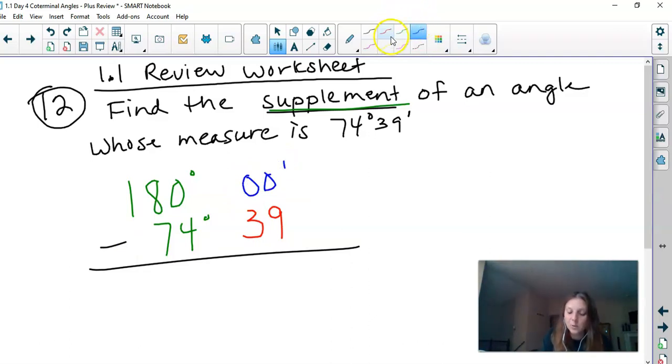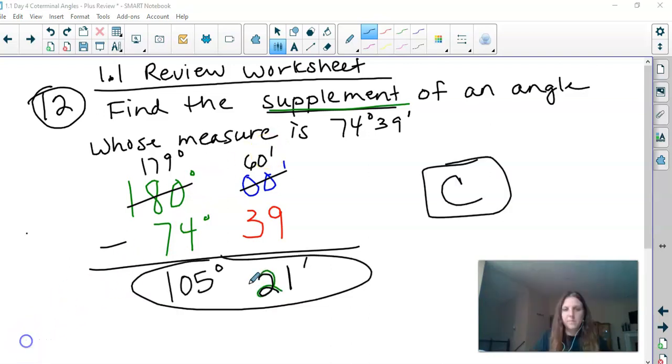So go ahead and do the calculations on your paper. Remember, this is practicing for the quiz. If you want to pause it and try the problem and then restart it and check, then go ahead and pause now. So the difference of these two angles would be 105 degrees, 21 minutes, and then that would be letter C on your paper.